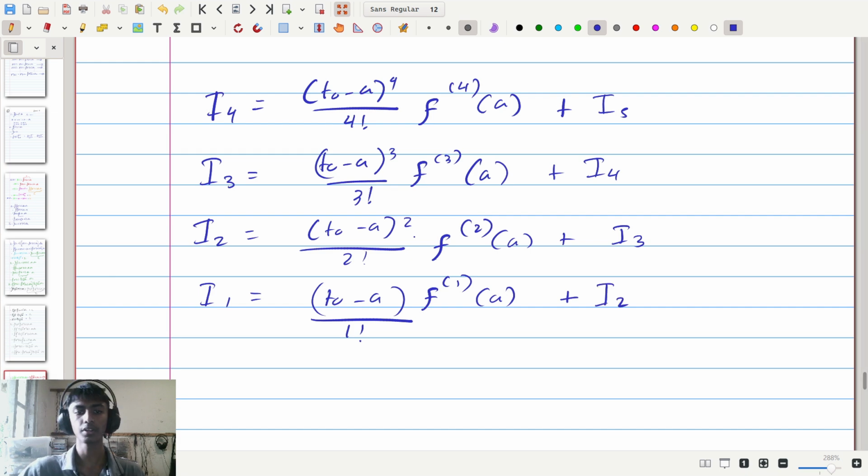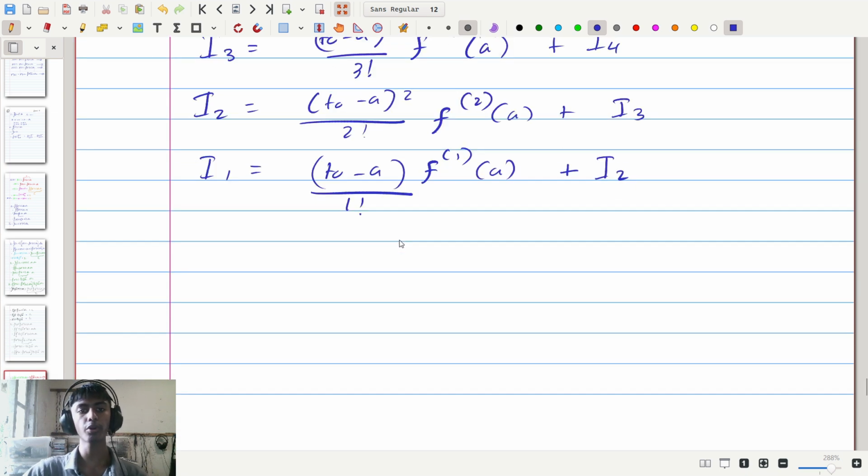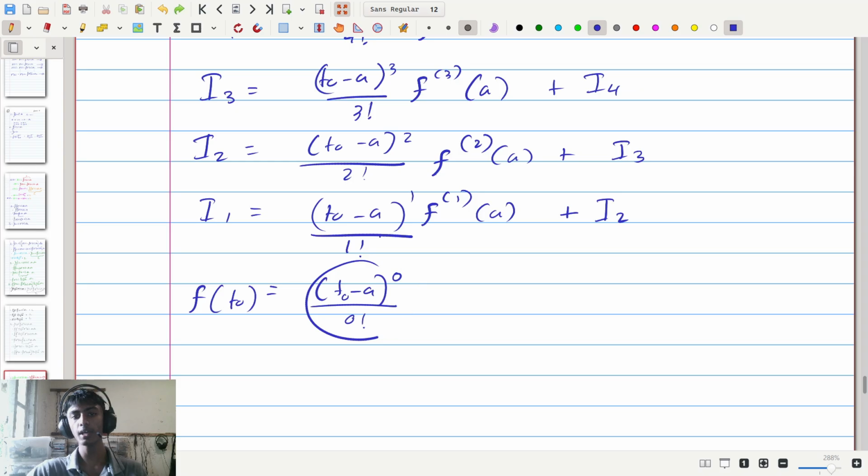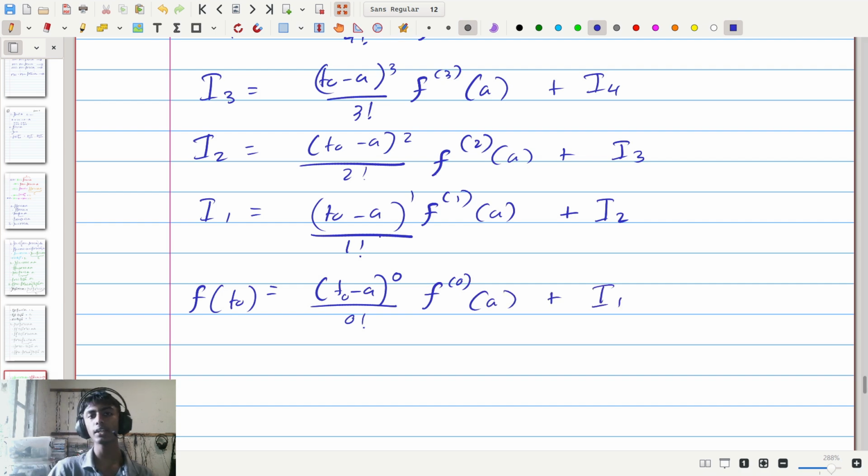I2. Now then, for the last thing, what we're going to do is write our original expression for f at t0, which was (t0 minus a) to the 0th power, as in just 1, divided by 0 factorial, which is also 1. So this whole term is just 1, but to establish the pattern I'm going to write it. Also I'm going to say that the 0th derivative is the original function, in which case I can write that this is f superscript 0 in brackets of a, plus I1. Now we can see the pattern.